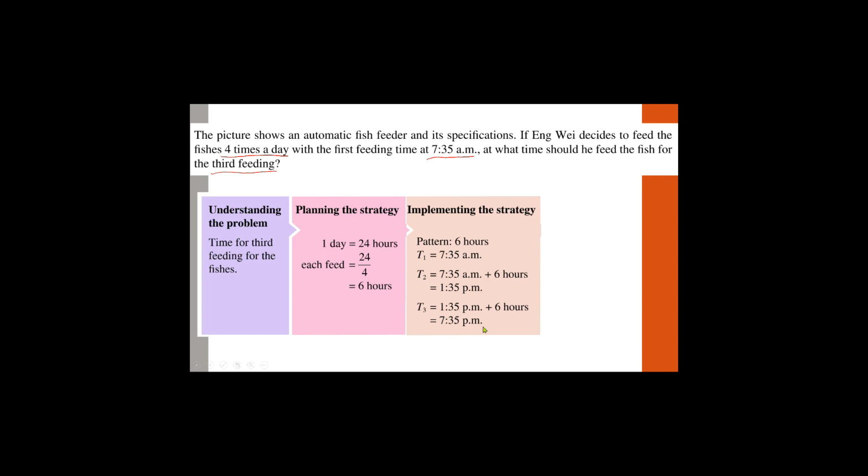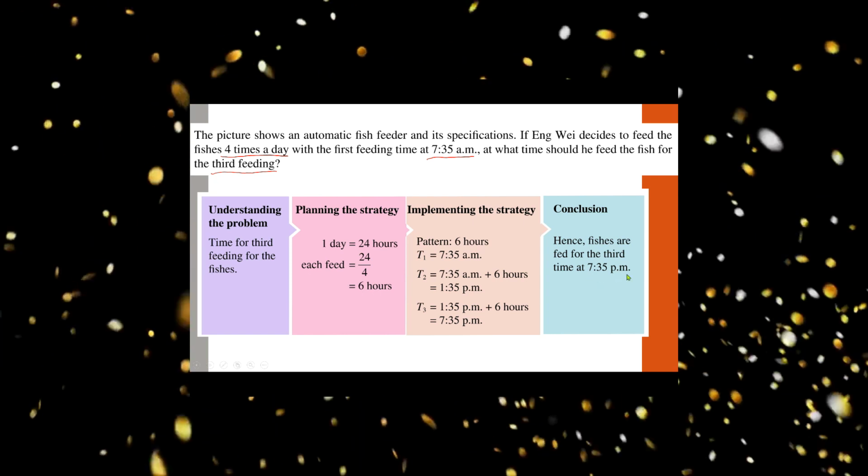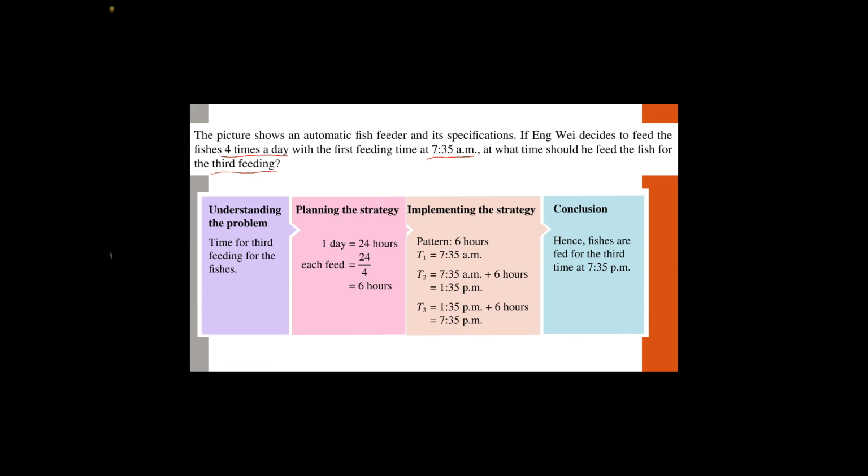Then you just have to conclude your answer by answering the last question. What time should he feed the fish? So hence, the fish are fed for the third time at 7:35 p.m. This one you just answer in your own words, your own sentence. You can say he should feed the fish for the third feeding at 7:35 p.m. Also can. Are you okay, class? Yes, madam.